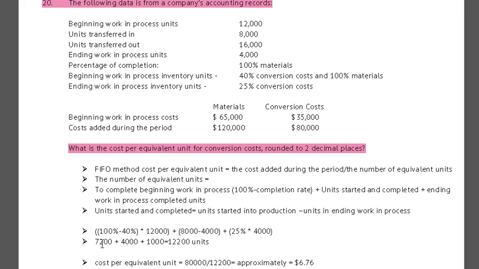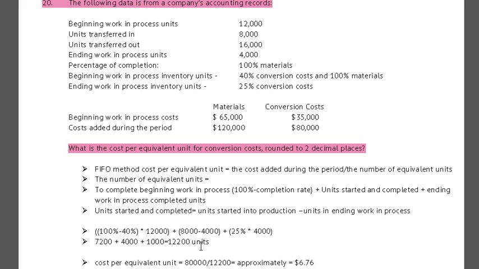That's where this 7,200 comes from. That's the 60% times this 12,000. The 4,000 here is the 8,000 units transferred in, subtracted off ending work in process units. And then the 1,000 is 4,000 times 25%, based on our ending work in process units at 4,000 and our conversion cost percentage is 25%. When you add these numbers together, you get 12,200 units.